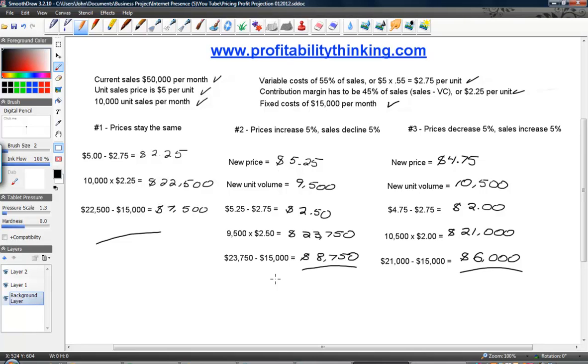Getting the prices right can make or break a business. Doing this type of calculation up front can improve your profitability. I hope you find this useful. This really is profitability thinking.